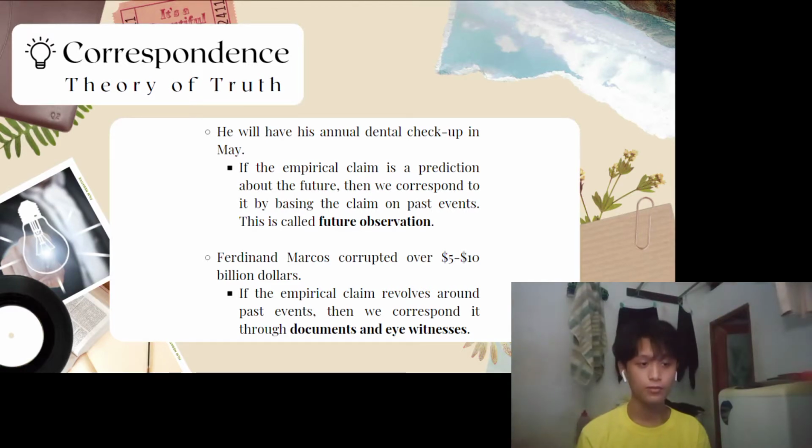Now going to the next example, Ferdinand Marcos corrupted over $5 to $10 billion. Now if the empirical claim revolves around past events, then we correspond it through documents and eyewitnesses, or mainly those hard copies or other papers that can serve as evidence for our claim. Because if we were to blindly say that this knowledge claim is true and corresponded to something without any other proof, then it is not truth. In that sense, it is not a theory of truth because it is not truth. We don't have any basis and any other proof for it.